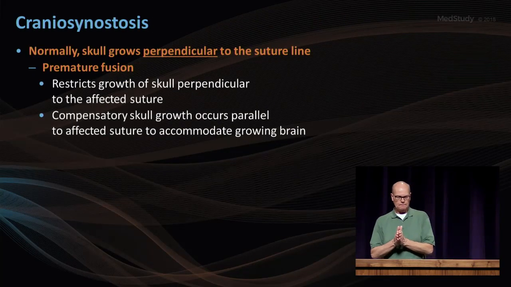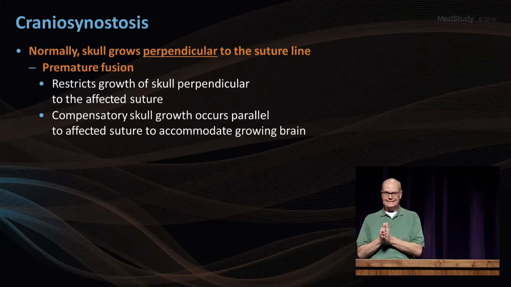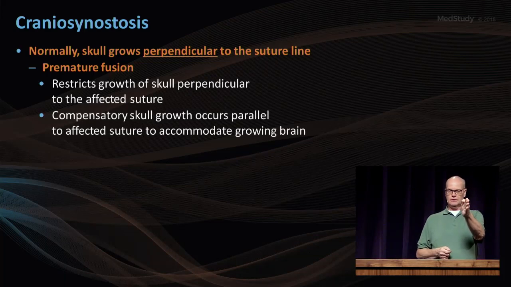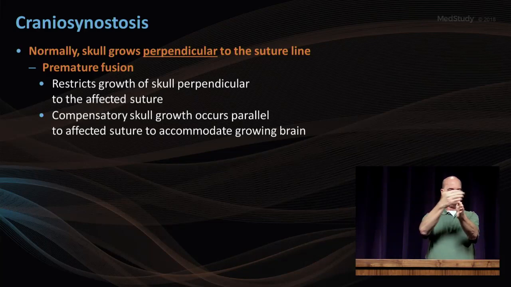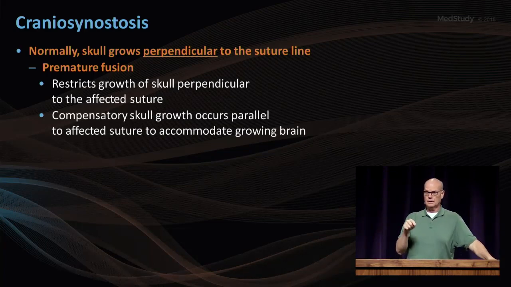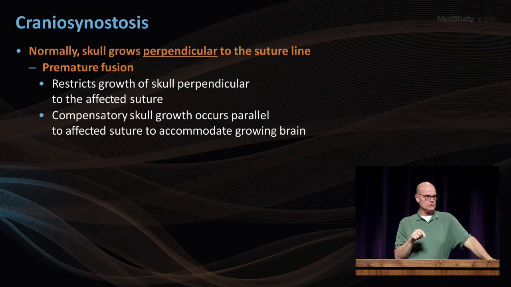Also, keep in mind that skulls normally grow perpendicular to the suture line. So if this is the sagittal suture, normally this child's head is going to grow this way, perpendicular to the suture line. So if this is closed, therefore growth cannot occur perpendicular. Growth is going to occur this way, along the suture line. And that explains the most common type of craniosynostosis, which is primary closure of the sagittal suture leading to scaphocephaly.